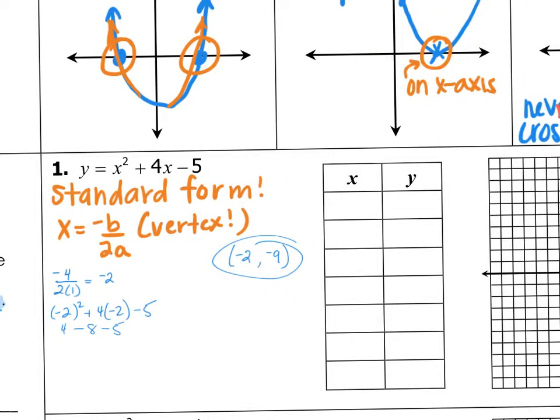So let's put that in the middle. 1, 2, 3, 4, 5, 6. Oh, they gave us 7. All right, no problem. We'll put it right in the middle of our table. And let's build the rest of our table. Negative 5, negative 4, negative 3, negative 2, negative 1, 0, and 1.